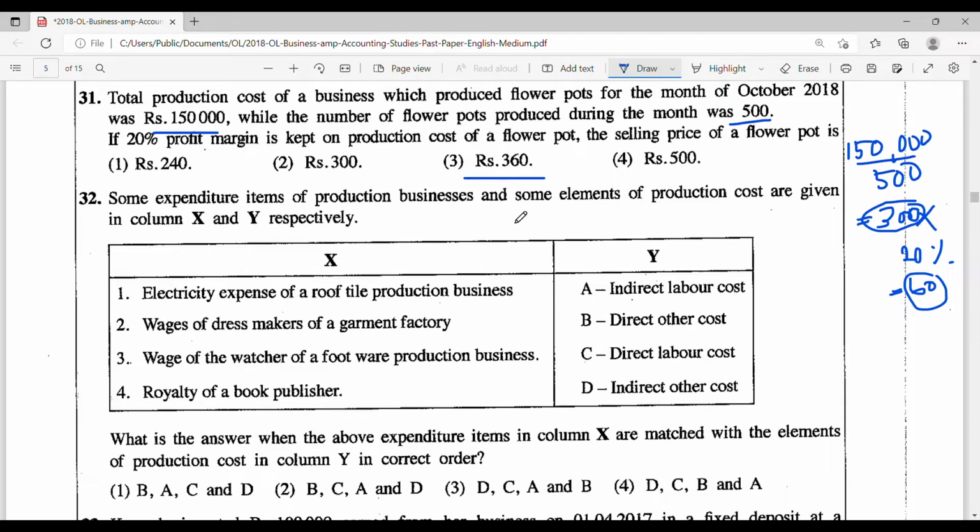Some expenditure items of production businesses and some elements of production cost are given in column X and Y respectively. What is the answer when the above expenditure items in column X are matched with the elements of production cost in column Y in the correct order?